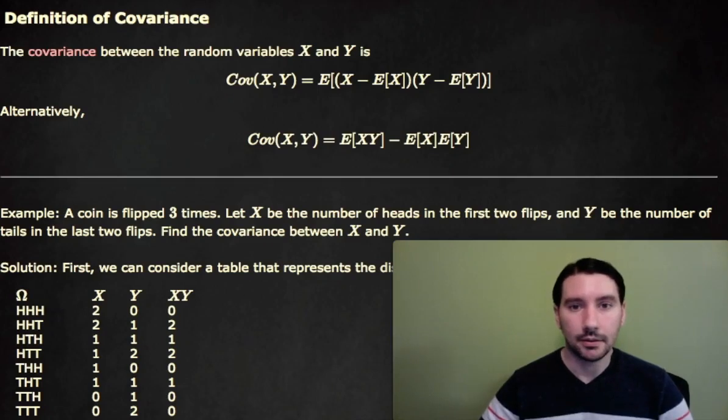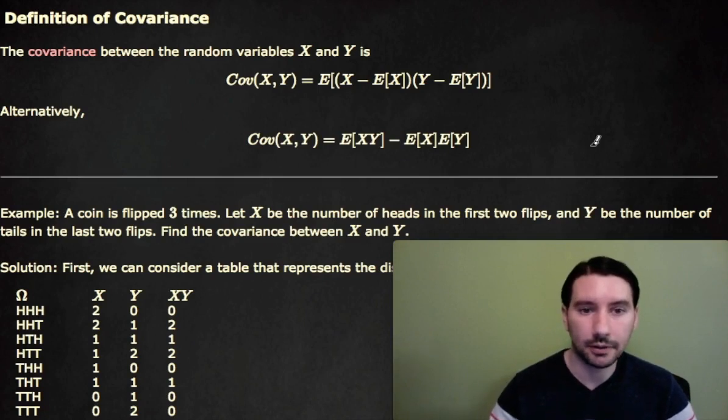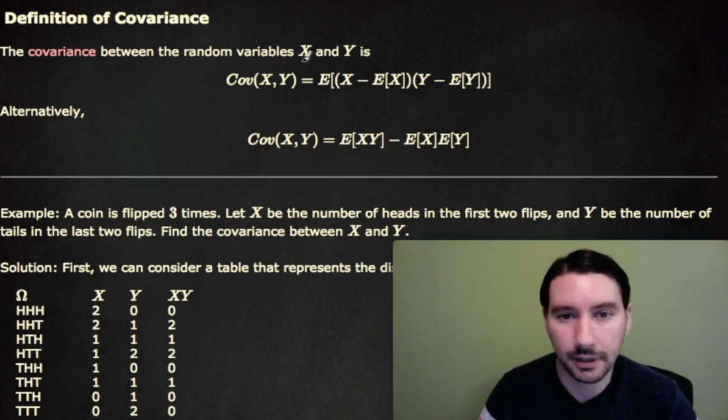This lesson is on covariance and correlation. We're going to begin with covariance, and the definition for covariance between two random variables X and Y is: the covariance of X and Y is equal to the expected value of (X minus E of X) times (Y minus E of Y).